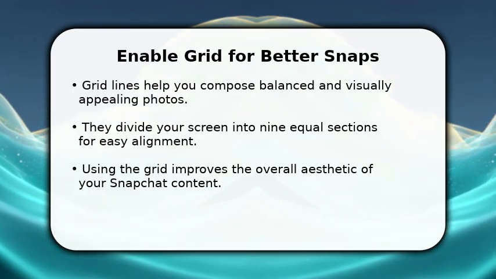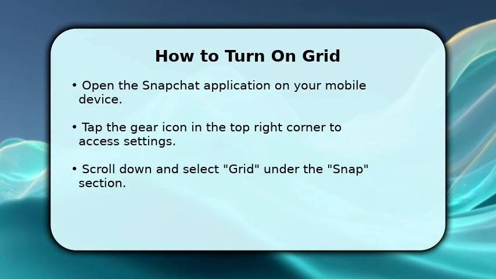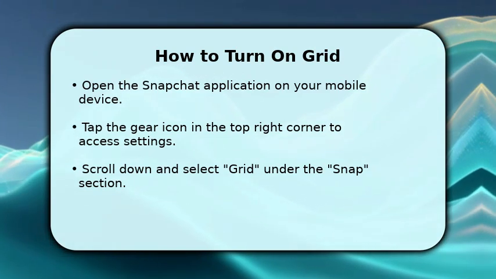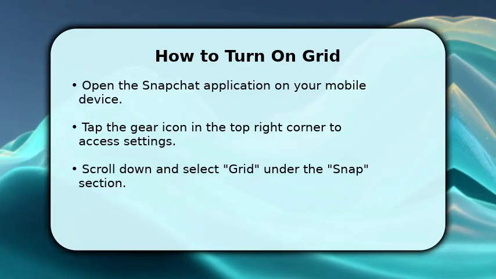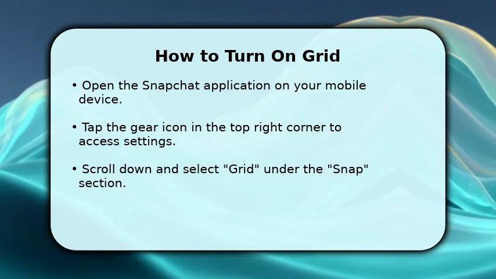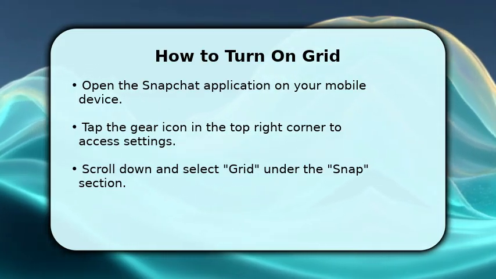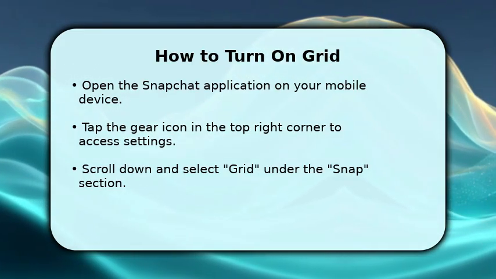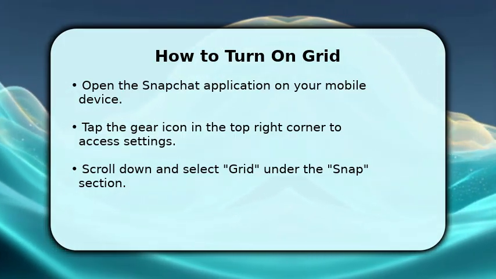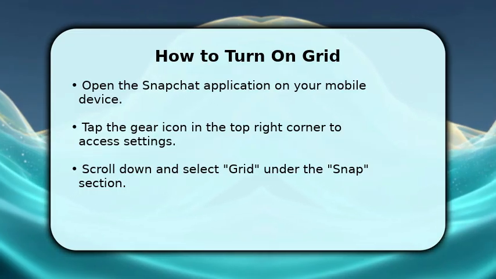Let's get started. To activate the Grid feature, first, open the Snapchat application on your mobile device. Once it's open, tap the small gear icon located in the top right corner of your screen. This will take you to your settings. From there, scroll down until you find the Snap section, and then simply select Grid to toggle it on. It's a quick and easy process to set up.